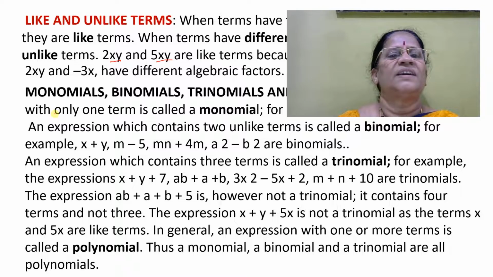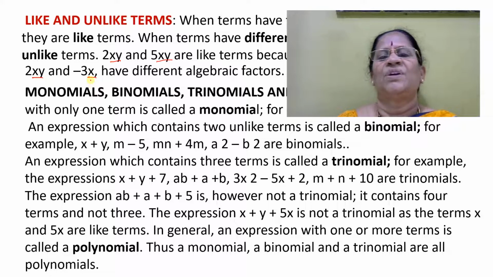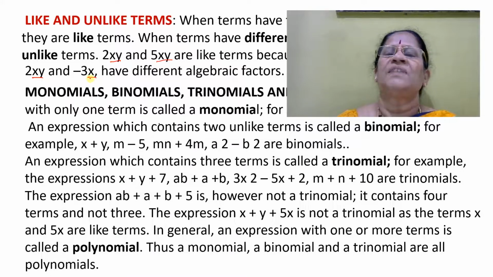Now, consider another example. Say here 2xy and minus 3x. Here the variables are different. In this we have xy and in this we have only x. That means they are unlike terms.